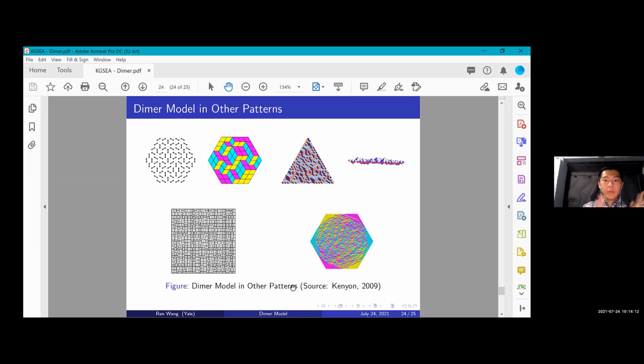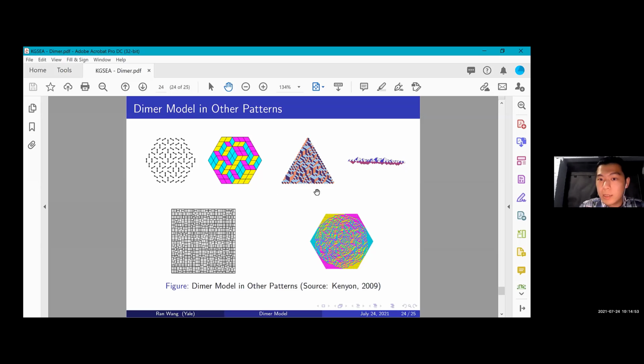Finally, I'll show you some great pictures, discussing the diamond model and some other patterns. For example, the lower left corner is still in the grid, but here we have a larger grid, and this is just a domino tiling for that. In other cases, we have this regular hexagon, which we can also tile with this kind of tile, and it's also a dimer tiling, as you can see here.